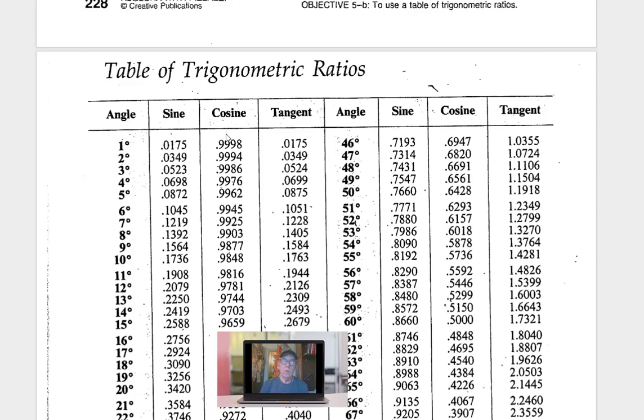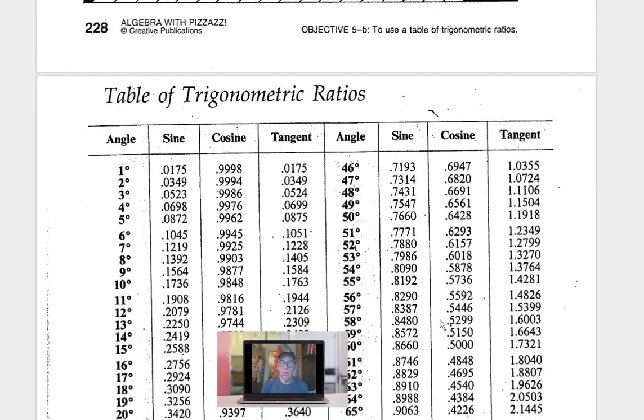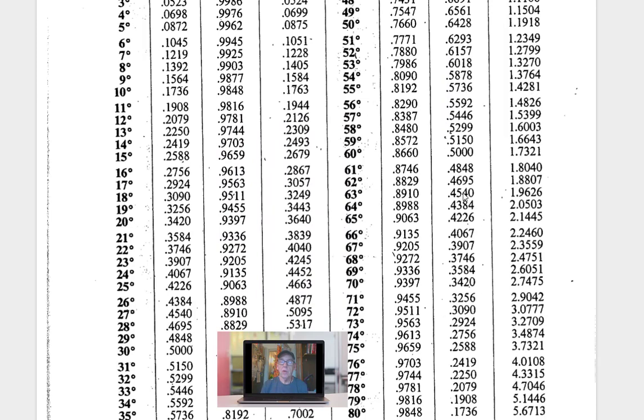Let's say we had that the cosine of an angle was 0.4540. Then we would go down the cosine column until we found 0.4540, which is this one right here. If the cosine of an angle is 0.4540, that angle must be 63 degrees. Similarly, if you had a sine ratio of 0.9063, then that would go with a 65-degree angle. If you had a 2.246 tangent ratio, then that would correspond with a 66-degree angle.